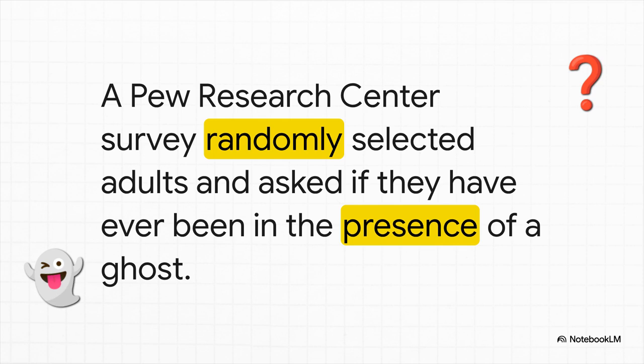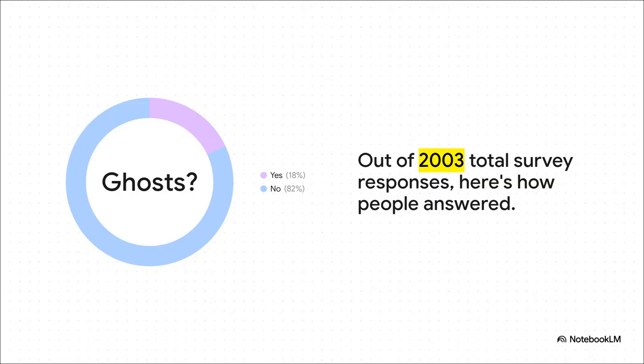This is just a classic scenario for a probability problem based on observed data. And here are the results. Out of 2,003 people who answered, 366 said yes, and 1,637 said no. I mean, the chart makes it obvious that most people said no, but that's still a pretty significant chunk of people who said yes. These are the raw numbers we're going to work with.